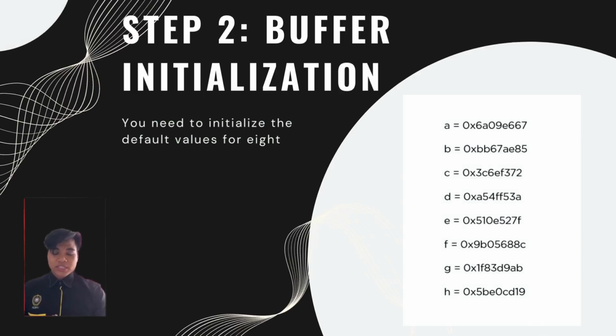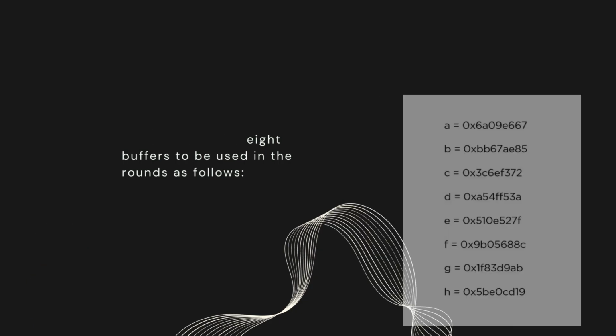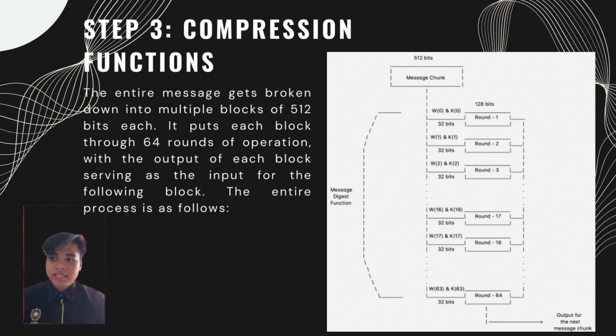Okay, now we go to step 2, which is buffer initialization. We need to initialize the default values for 8 buffers to be used in the rounds as follows, such as in the picture. Now we go to step 3, the compression function. The entire message gets broken down into multiple blocks of 512 bits each. It puts each block through 64 rounds of operation with the output of each block serving as the input for the following block. The entire process is as follows, like the picture.